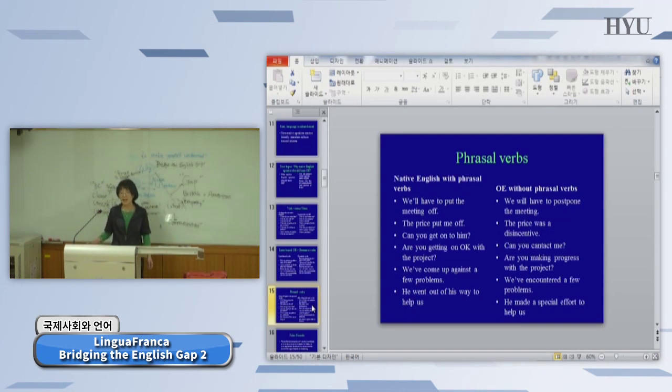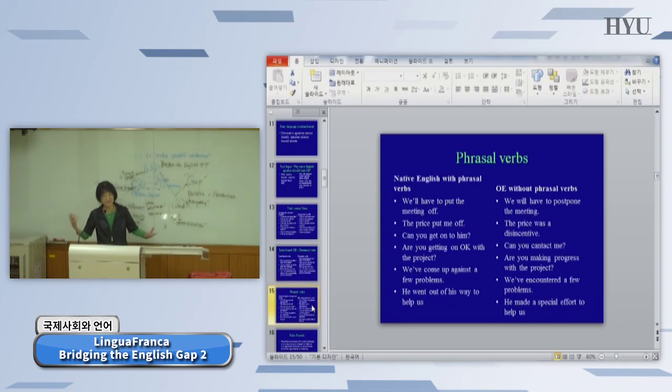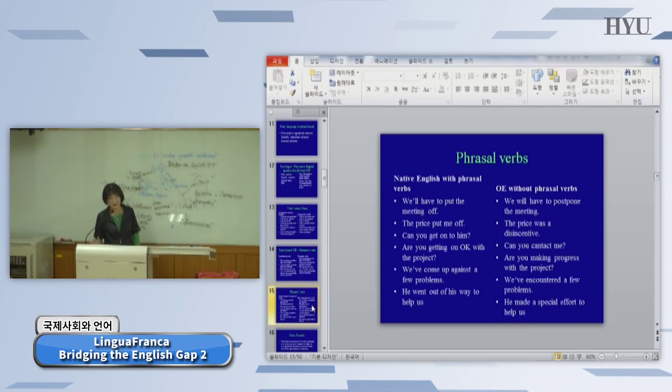For example, "we will have to put the meeting off." It will be easier for non-native speakers to understand if we say, "we will have to postpone the meeting." Or "the price put me off," versus "the price was a disincentive." It will be easier for non-native speakers to understand.